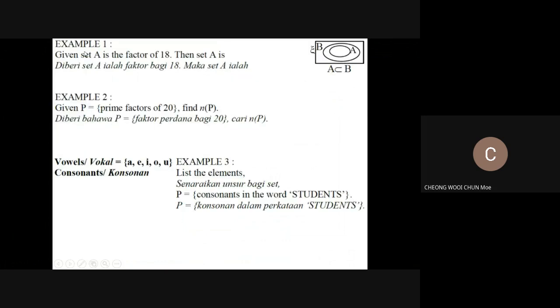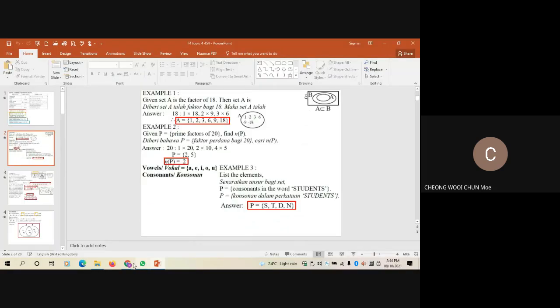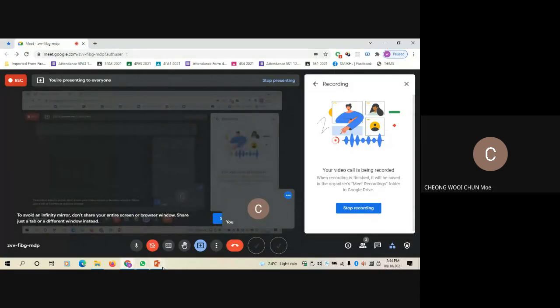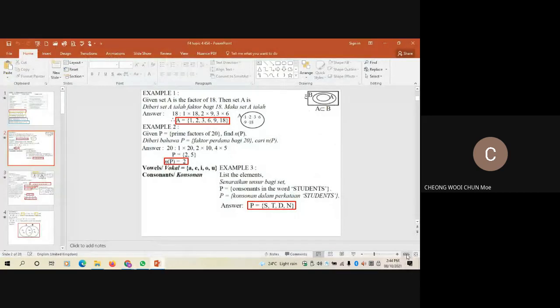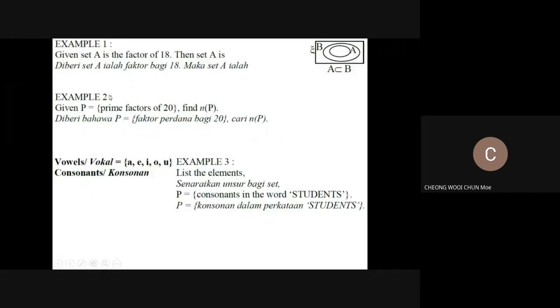Then we look at example 1. Given set A is a factors of 18. This is called A subset of B. It means A is inside of set B. So A is the factors of 18. Factors of 18 means how to get 18.